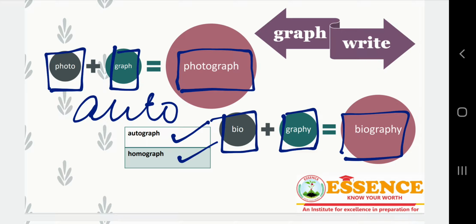What is a homograph? We studied homo in the previous slides. What does the word homo mean? Homo means similar. So anything which, and graph is writing, so anything which is written similarly is called a homograph, right?